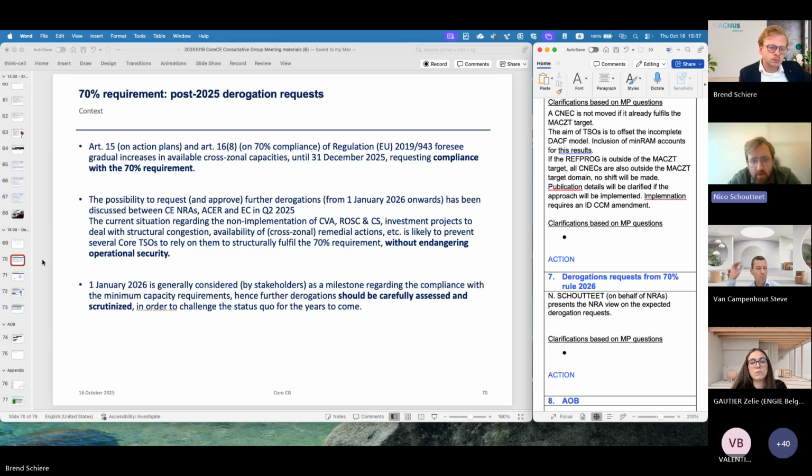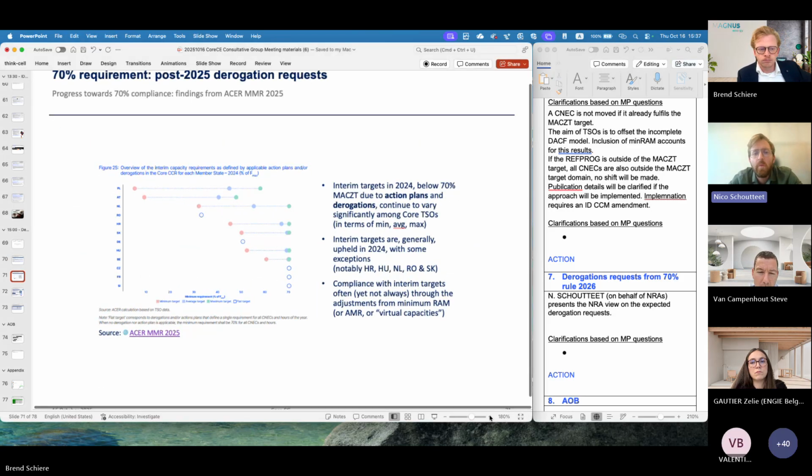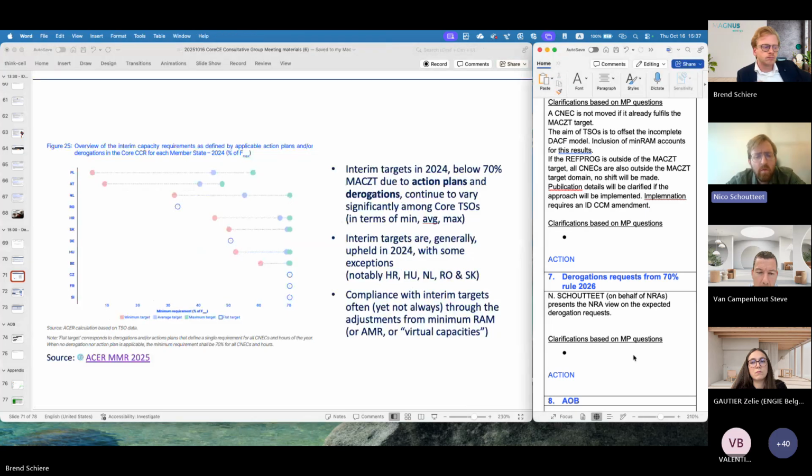If you move to the next slide, please, let me explain why I included this chart here, because this is quite an important one, and this does not really say something about increases in available capacity or increases in compliance with the minimum capacity requirements. It says something, on the other hand, about ambition levels. It says something about interim targets, and it's taken from ACER's market monitoring report. You can see in the title, it's an overview of the interim capacity requirements.